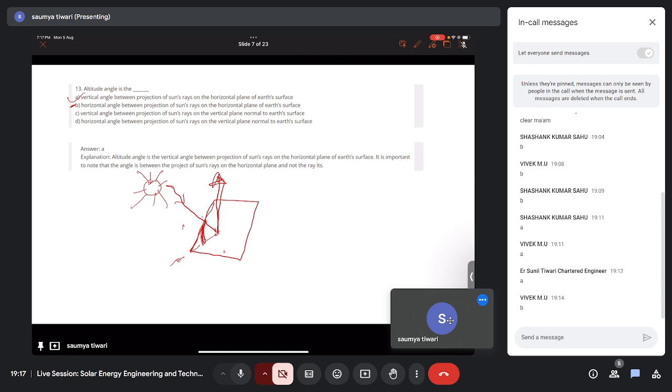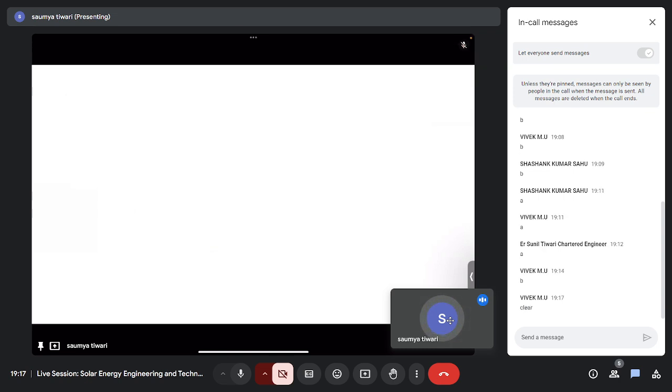I think it was denoted by this, and this was your zenith angle. So these two are the complementary angles in the vertical plane, right? It's not a horizontal angle, it's a vertical angle. Hope this angle is clear. Now the next question is, the altitude angle is maximum at noon. Is this statement true or false?